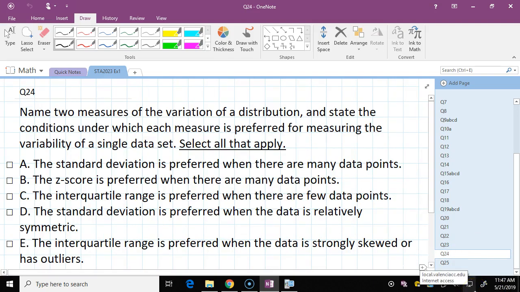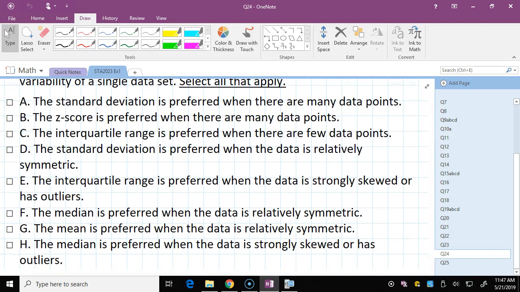Number 24. All right. Again, another select all that apply, so that means there's more than one answer. It says name 2 measures of the variation of a distribution and state the conditions under which each measure is preferred for measuring the variability of a single data set. So, the standard deviation is preferred when there are many data points. The z-score is preferred when there are many data points. The interquartile range is preferred when there are few data points.